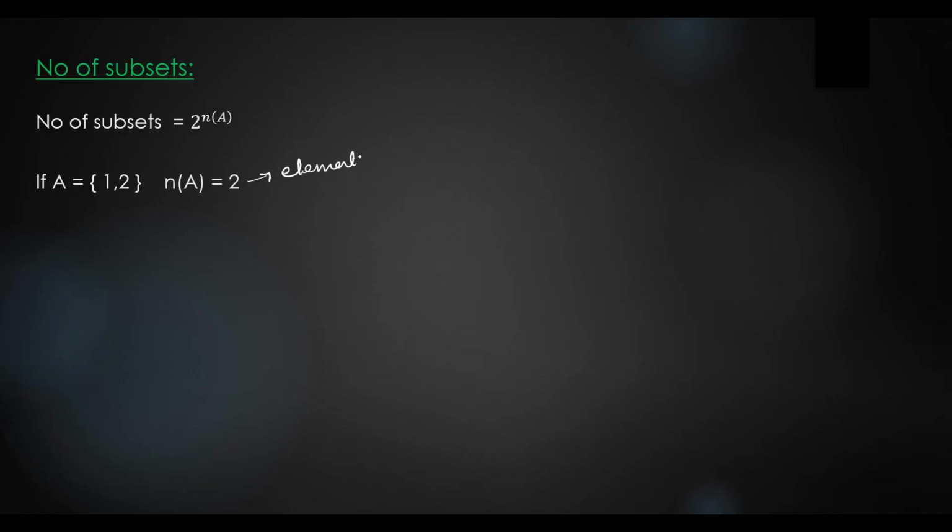Number of subsets. How do we find the number of subsets? So the number of subsets is equal to 2 to the power of n of A. So if A is equal to set of 1 comma 2, n of A is equal to 2. So these 2 would be the element count. So the number of subsets is equal to 2 to the power of 2, that is equal to 4.